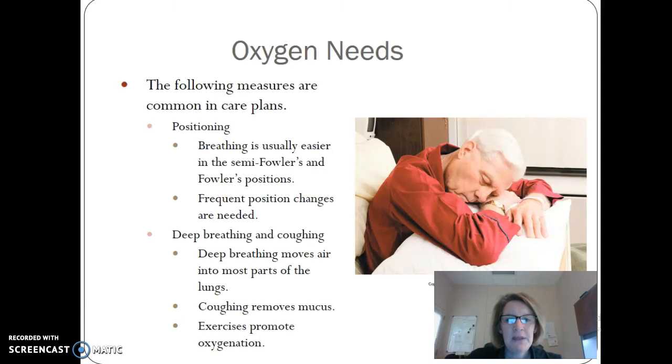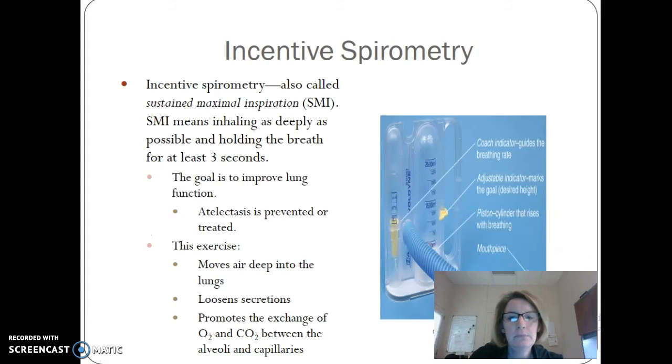Deep breathing and coughing. Deep breathing moves air into parts of the lungs, and then coughing can help remove the mucus. Exercises promote oxygen as well. But know, as we talked about before, that pain can be a big factor, because when we take a deep breath and we cough, it can be very painful, and this keeps patients from wanting to do these things on a regular basis.